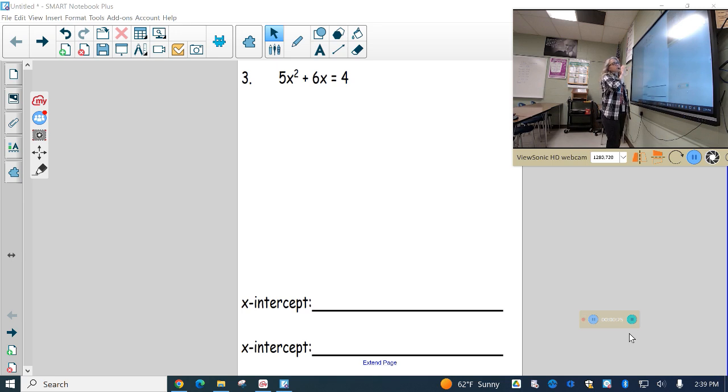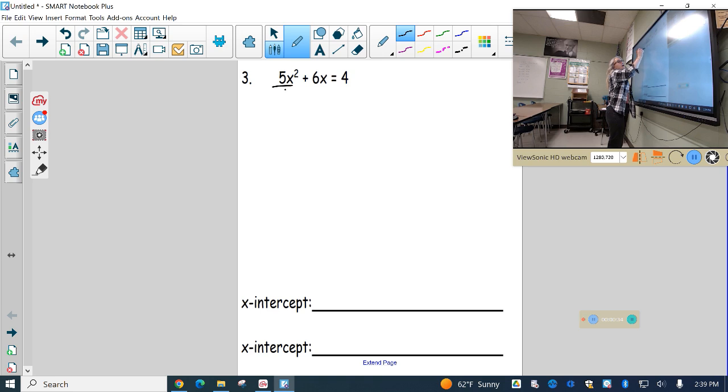Now I need to make sure that my a term equals 1. In this case, it doesn't, so I'm going to divide everything by 5 to get my a term to equal 1. So that leaves me with x squared plus 6/5 x equals 4/5.